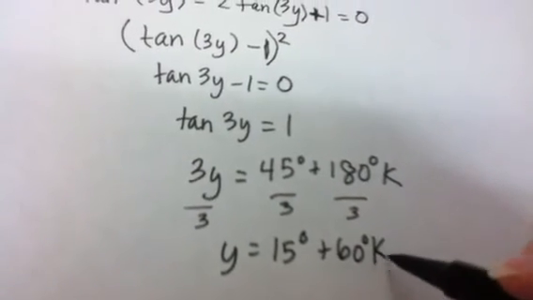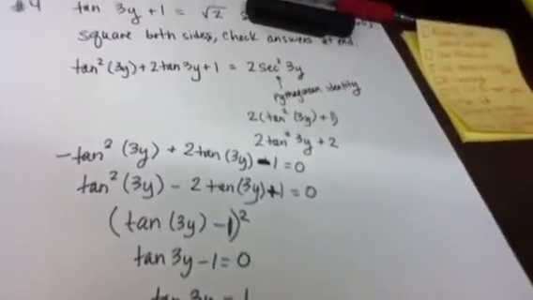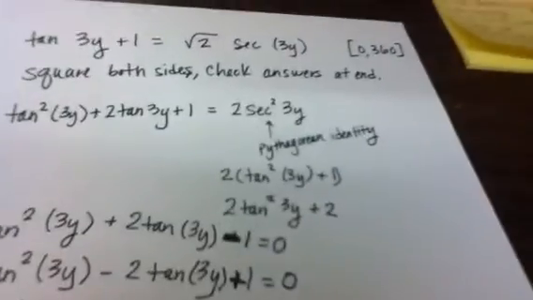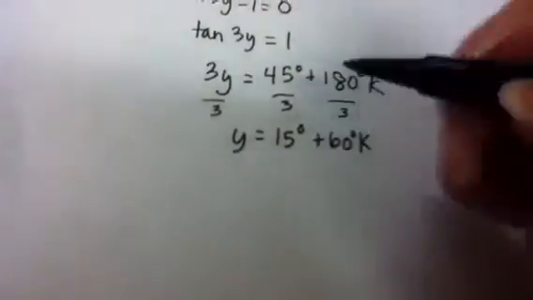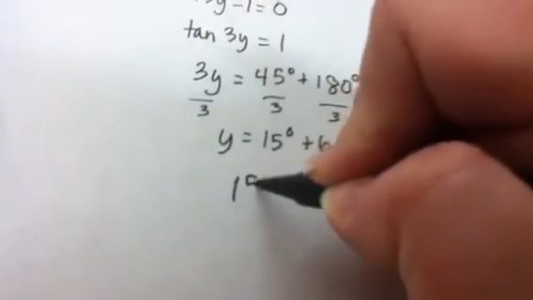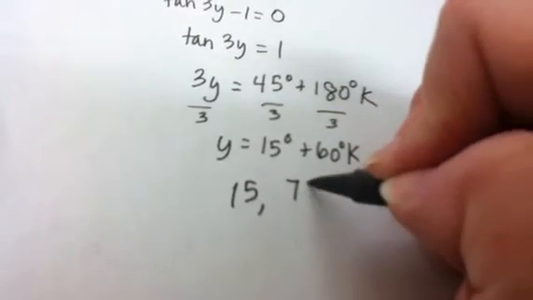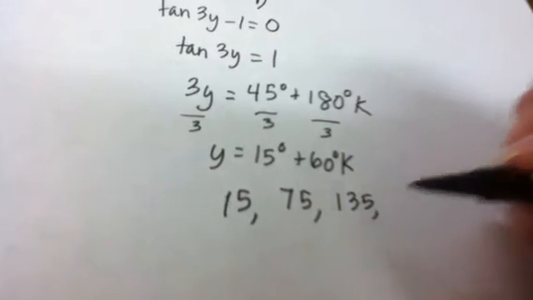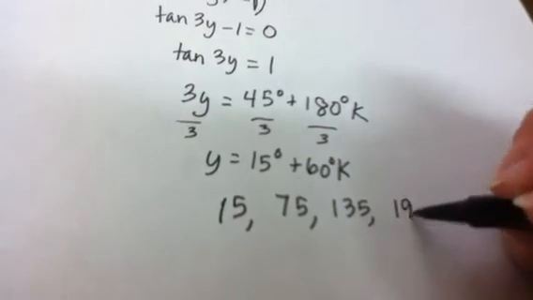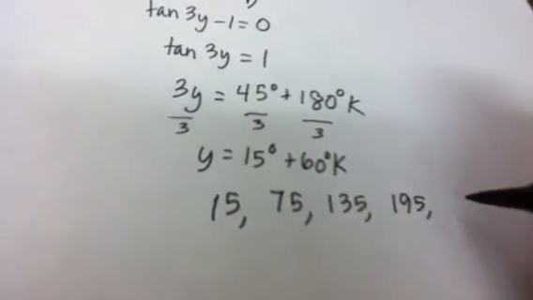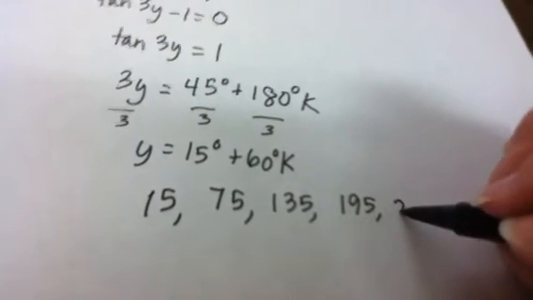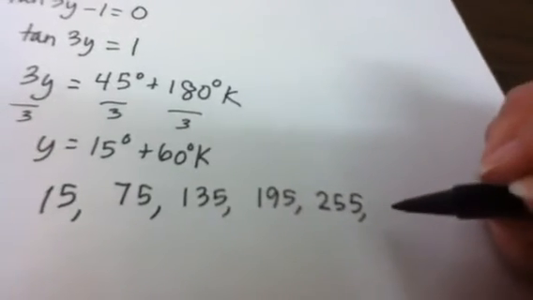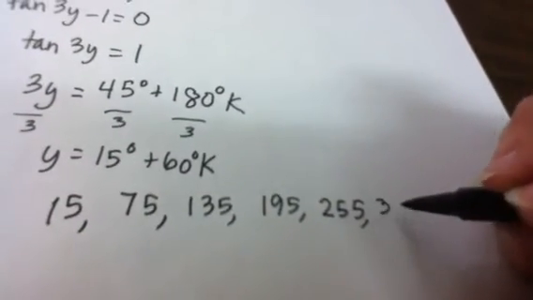So now we could just go through and find all of the answers that would be between 0 and 360. So the first one would be 15, and then we add 60 to that, and we get 75, and the next one would be add 60 to that, so 135, and the next one would be add 60 to that, so 195, and the next one would be 255. And then the last one without going over 360 would be 305.